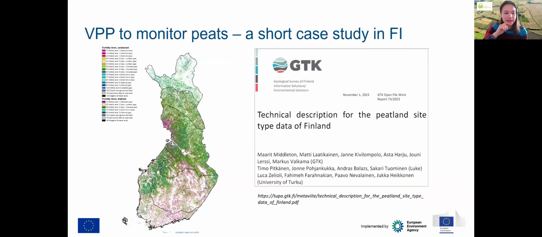Okay, if you can go to the next slide, please. So the same analysis we wanted to conduct for the peatlands. In Finland, you have very many types of peatlands. So you have undrained and drained peatlands, and within these two categories, you still have several fertility levels.